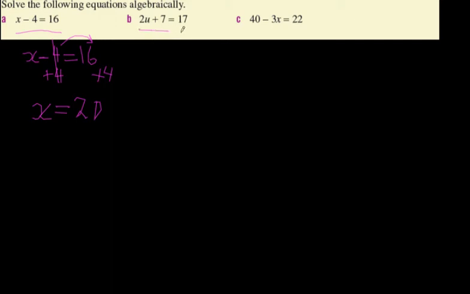Alright, next one. 2u plus 7 equals 17. First step, we're going to move this 7 to this side. What's the opposite of plus 7? Minus 7. We need to do the same to both sides. Cancels out. This here equals 10.